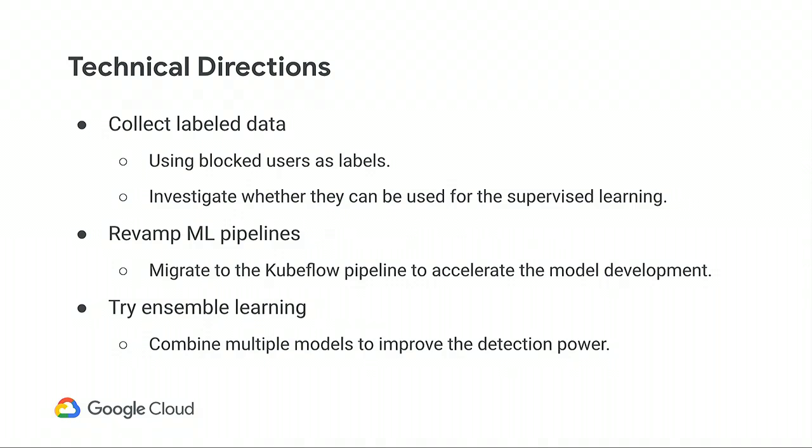If we can leverage those blocked users and their features and user behaviors, then we can develop supervised learning models. The autoencoder is based on unsupervised learning by clustering player behaviors. So we are also trying to leverage a supervised model by leveraging blocked user information.